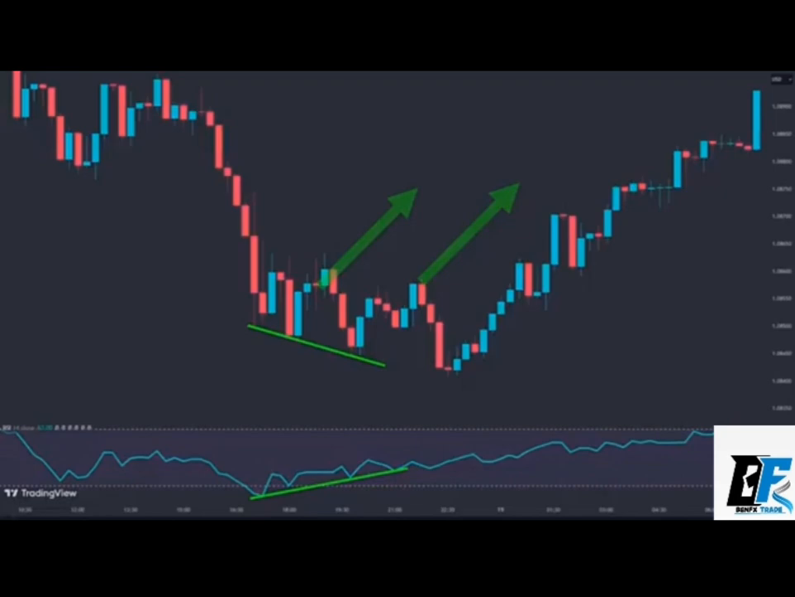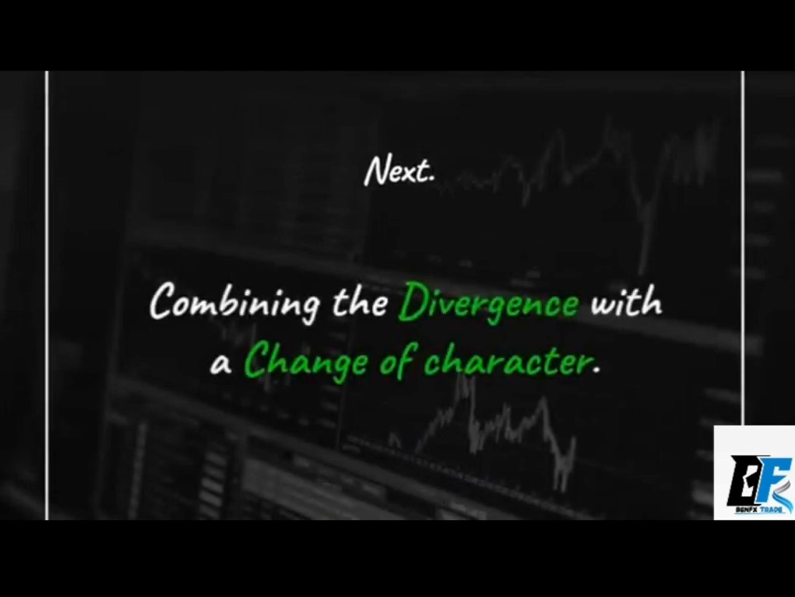Now that's why we combine the RSI divergence with the reversal concepts of smart money trading to confirm our entry. This makes our trading plan stronger, helping us find better times to enter the market with more confirmation and confidence. So let's continue with the next topic, combining the RSI divergence with a change of character.